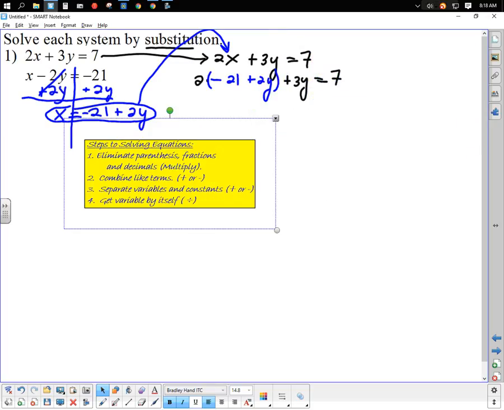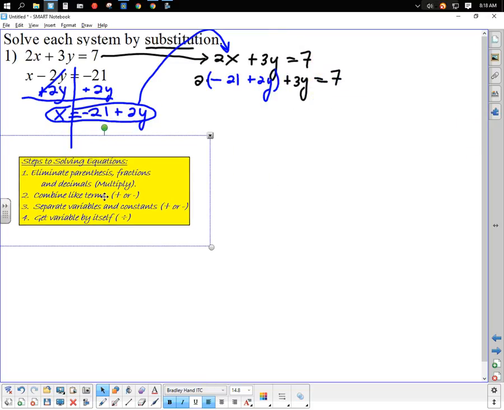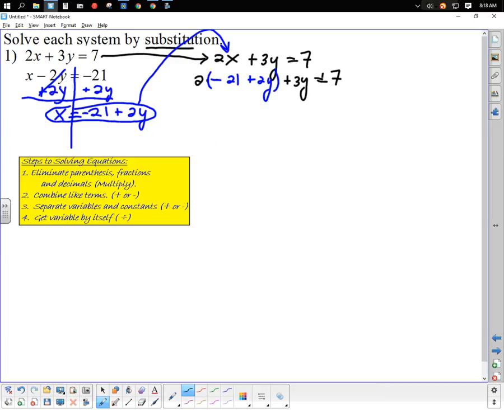Eliminate parentheses, fractions, or decimals. So put a line right here. I have parentheses in here, so everything inside is multiplied by 2. 2 times negative 21 gives you negative 42. 2 times 2y will give you 4y. Copy the rest of the problem. Plus 3y is equal to 7. So I'm done with number 1.